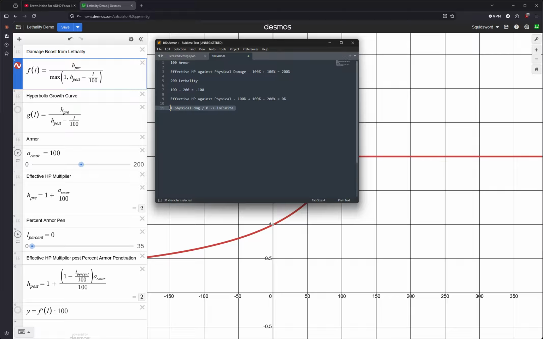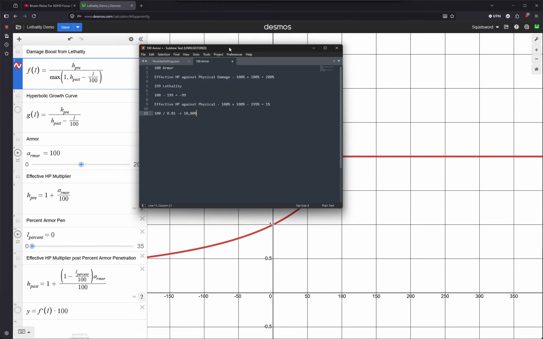And it doesn't have to be infinity. Even, let's say, 199 lethality. That'll be negative 99%. And so when we put these numbers in, you only have 1% effective HP. And that means if you do 100 physical damage, that's going to divide by 0.01, and it's going to be turned into 10,000 physical damage. And so if you can actually get 199 lethality, you're going to be doing 100 times damage against anyone, which is incredible. Again, anyone with 100 armor, you're doing that much damage.